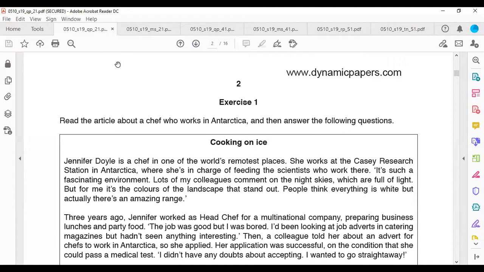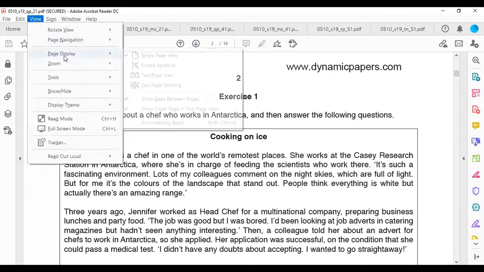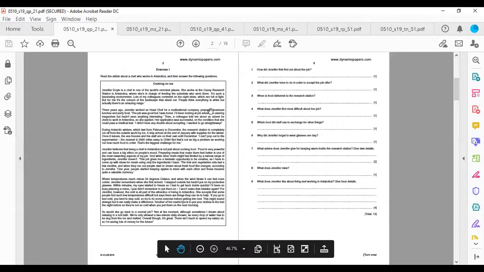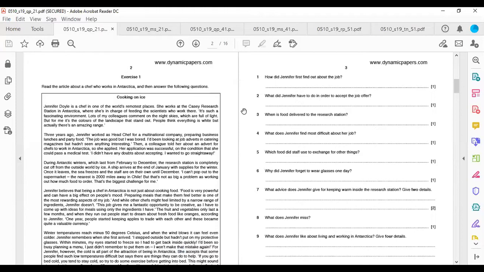So if we go, for example, let me try if we can do that. Here, let me try to display and see if we can have it as two papers. Yes, great. So it works now. Can you see it now? This is exactly the way your exam paper is set. You have the text here and you have the questions here.